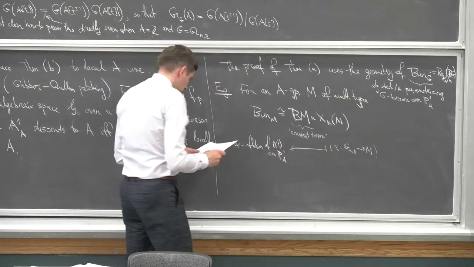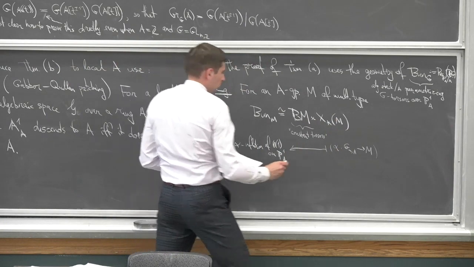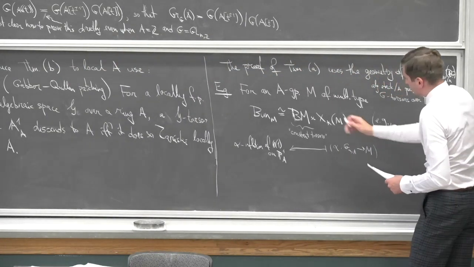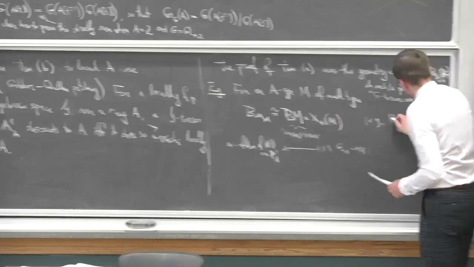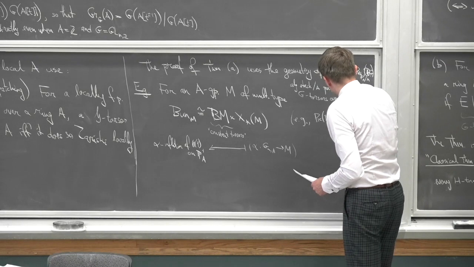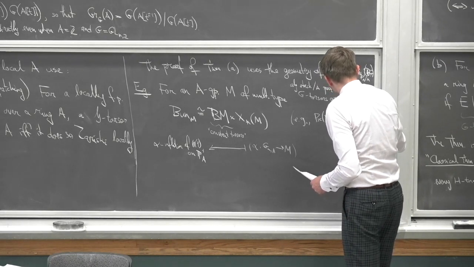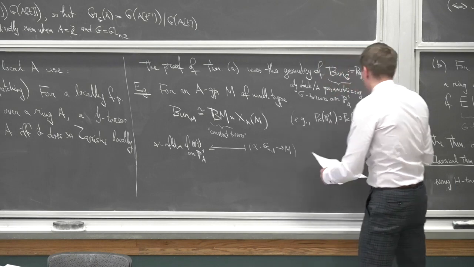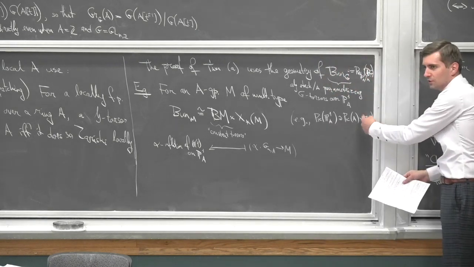So for example, if you just take M to be G_m, you get that the Picard group of P^1, no matter what the ring is, is just the Picard group of A times Z.